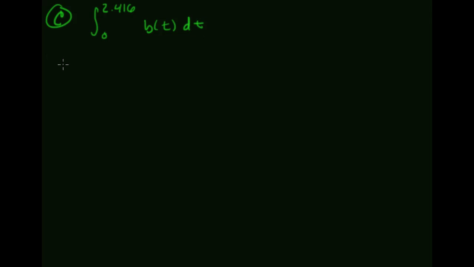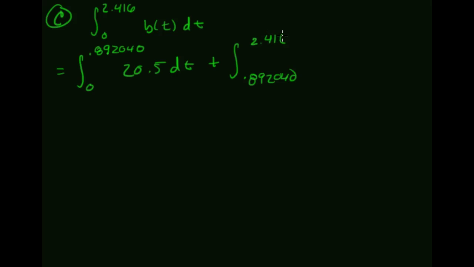Okay, now we know that from 0 to 0.892040, we have a constant rate of 20.5 dt. So it's that plus everything from 0.892040 to 2.416 of B of t dt.